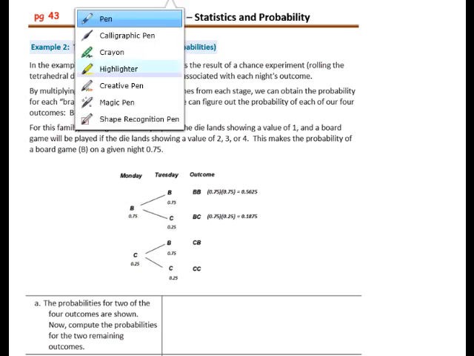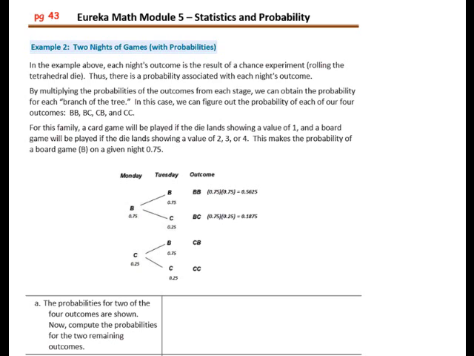This is an important paragraph. Go back and highlight that. By multiplying the probabilities of the outcomes from each stage, we can obtain the probability for each branch of the tree.